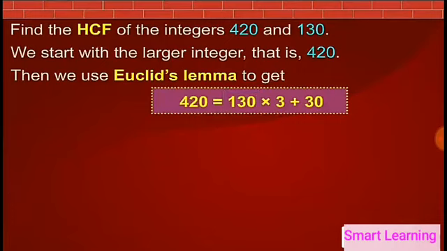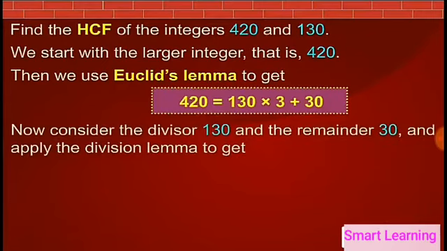Always remember that we will not stop the algorithm until we get the remainder as 0. As here, the remainder is 30 and definitely it is not equal to 0. Consequently, we move over to the next step. In the next step, always the new dividend is the divisor of the previous step and the new divisor is the remainder of the previous step.